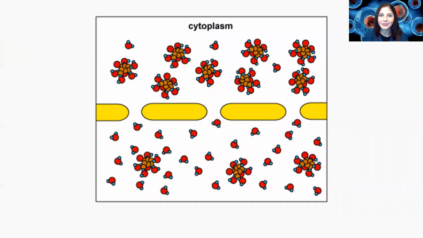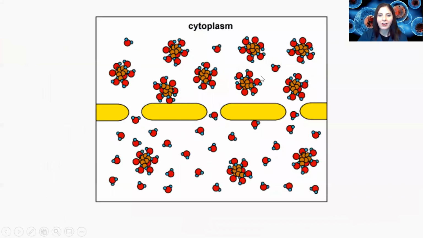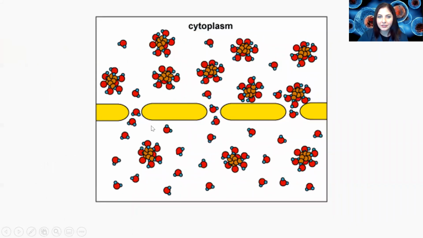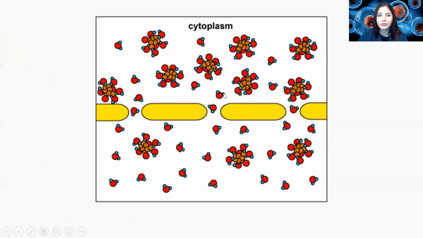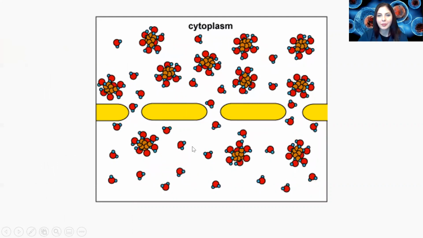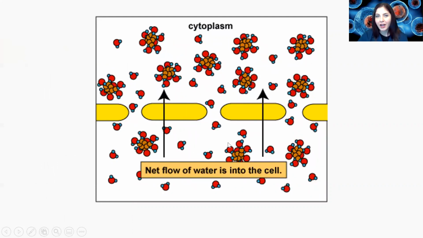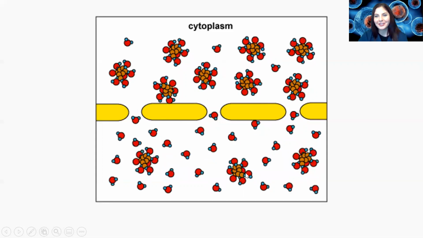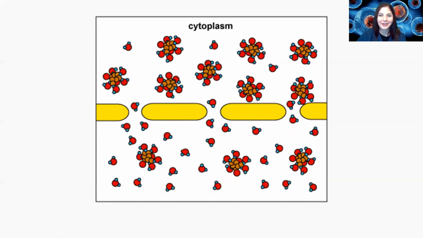Now, looking at this little animation, we have our cytoplasm right here, which is going to be internal. And then we have our external environment, and this would be our plasma membrane. As you can see, those smaller water molecules can move freely across that plasma membrane. However, when we have water molecules that are attached to a larger macromolecule, those cannot move freely through the plasma membrane.